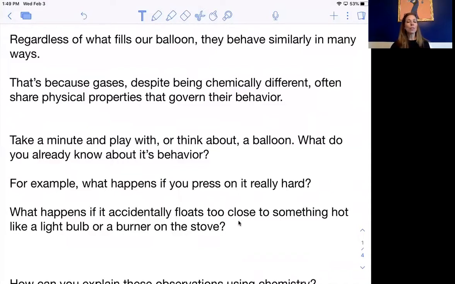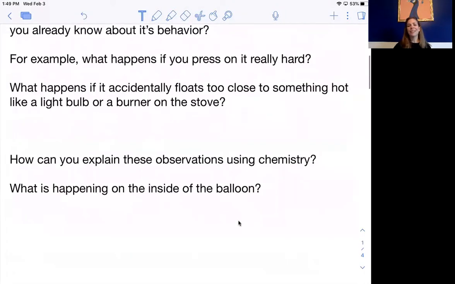I'm sure that you can predict the outcome of all of these situations. The question is, how can you explain them using chemistry? And what's happening on the inside of the balloon? So, what I would like you to do now is pause the video and take a couple minutes to write down here on the notes file, what do you think is happening inside the balloon? What do you already know about gases?